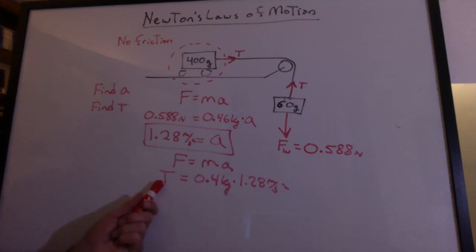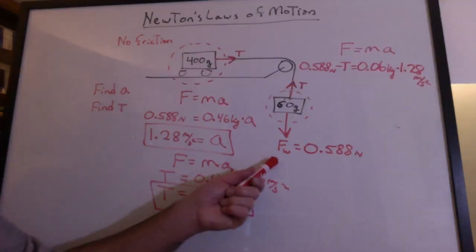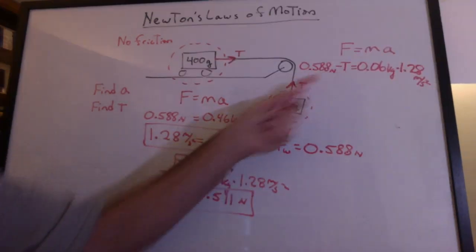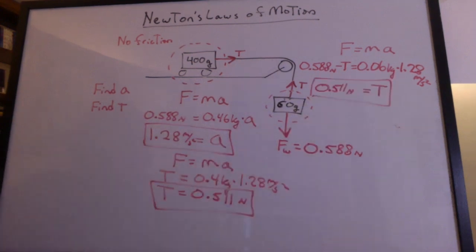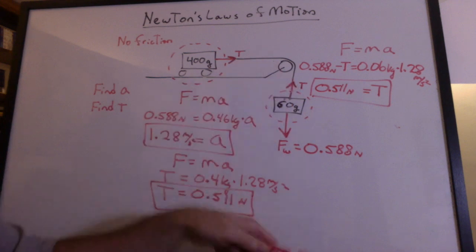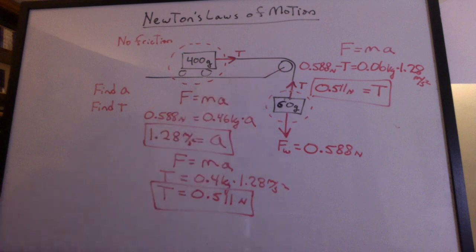The only force pulling it forward is the tension, the mass, acceleration. And yeah, we get 0.511 newtons. Now, could we isolate this object? We have the force forward minus the force backwards equals the mass times the acceleration. And it should be 0.511, the same as this tension. The tensions are the same as long as the pulley is frictionless and massless.